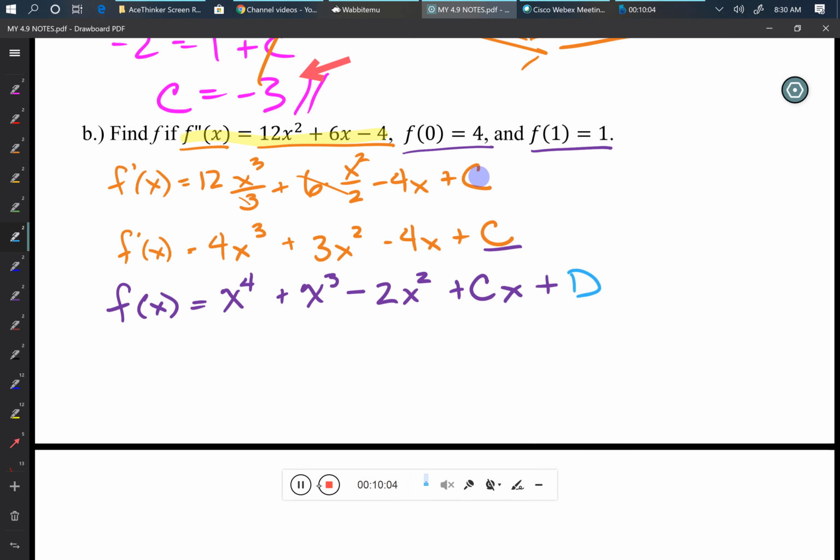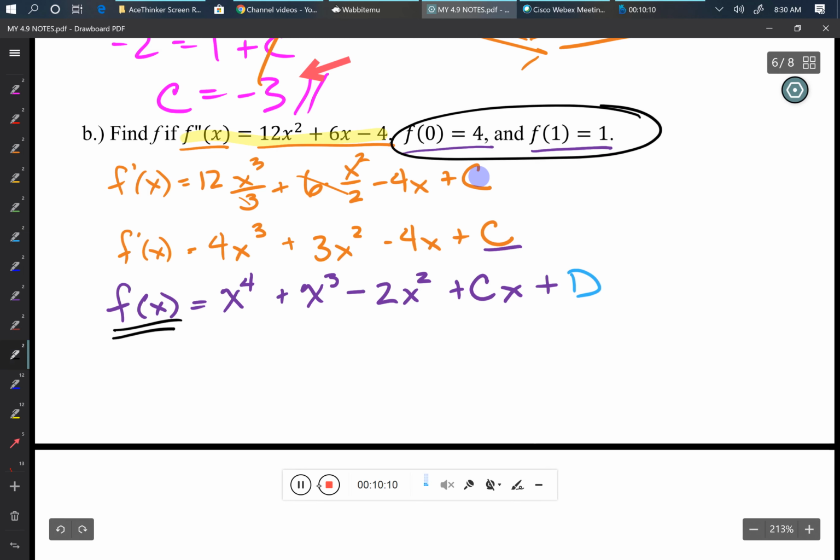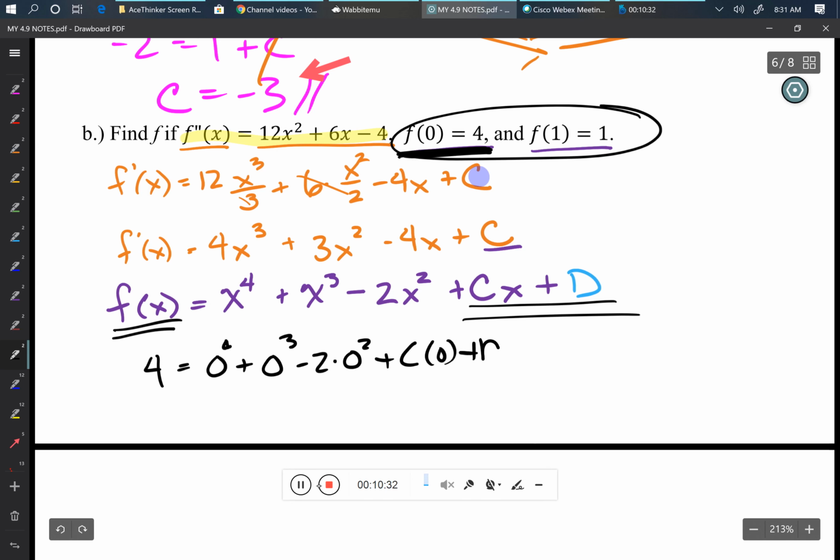So now what I need to do, since I have a function f of x and I have initial conditions about f of x, is solve for C and D. Now, me being the lazy man that I am, I recognize something right away. This f of 0 is very convenient, so I'm going to use that first. F of 0 is equal to 4 tells me that 4 is equal to 0 to the 4th plus 0 cubed minus 2 times 0 squared plus c times 0 plus d, or that d is equal to 4.